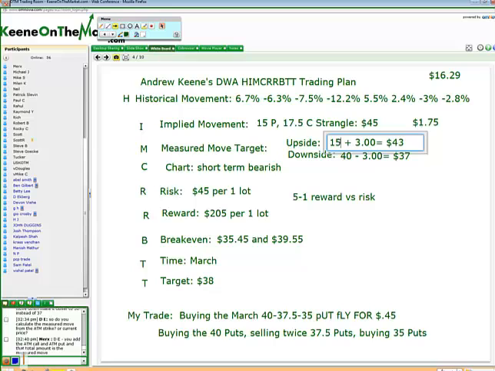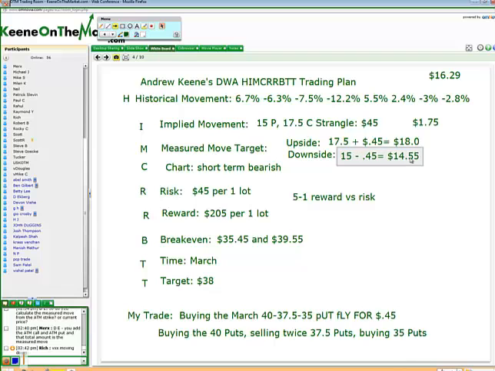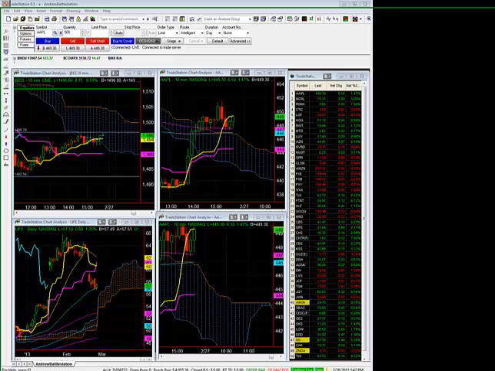I have 2 measure move targets. I have a measure move target to the upside: 17.5 plus that 45 cents gives me 18.05. Downside measure move target: 15 minus 45 cents, 14.55. Okay. Based on the chart and the chart only, do I think the stock is going higher or lower in DWA?